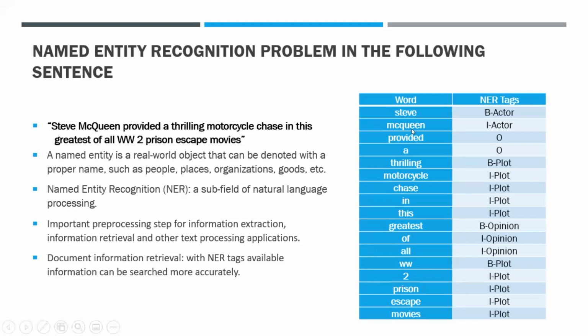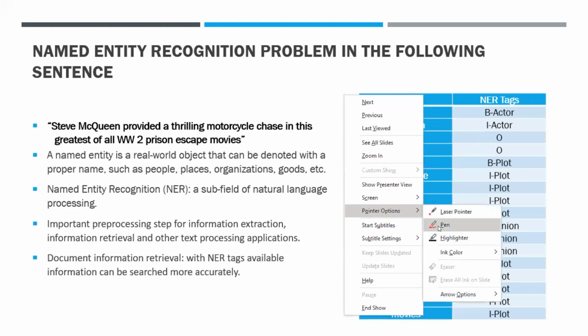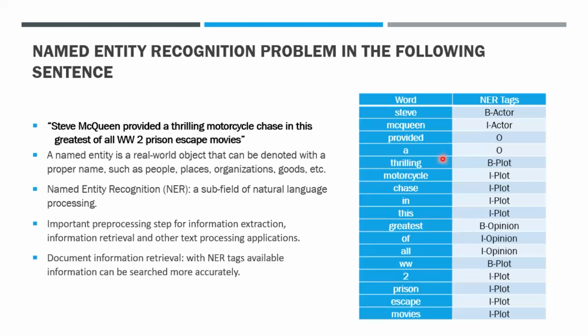We can see that sentence in our table in the first column. And then we can see the labels, called the named entity recognition tags, given in the second column on the right-hand side. The first two words are defined as an actor, so they're given a label of actor. Then there are labels O, which basically means the word does not belong to any of the named entities. And then we see that the rest of it belongs to the plot, opinion, and the plot again.